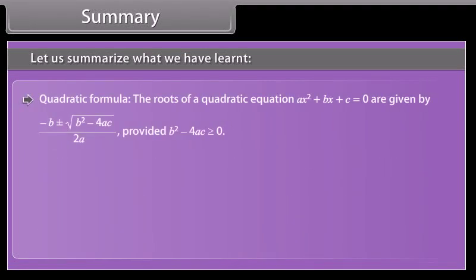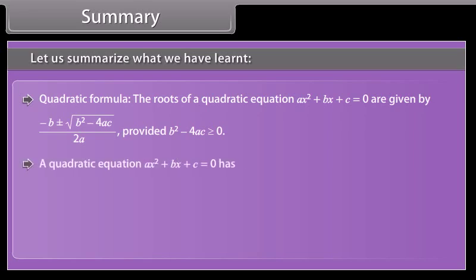Quadratic formula. The roots of a quadratic equation ax² + bx + c = 0 are given by (−b ± √(b² − 4ac)) / 2a, provided b² − 4ac ≥ 0.